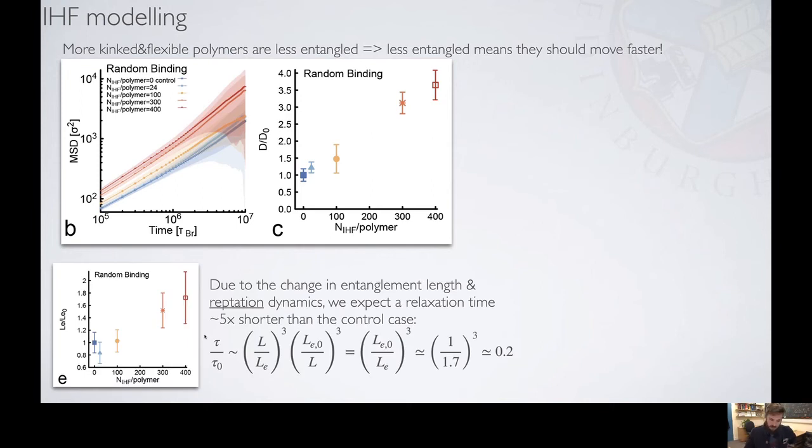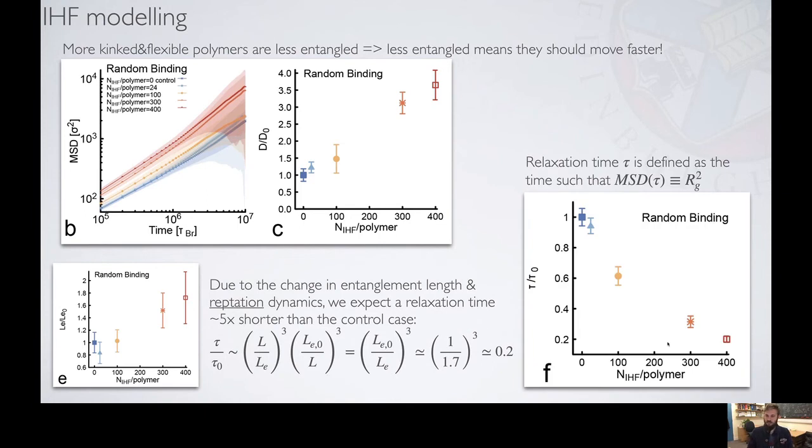By assuming that the polymers perform reptation dynamics, simply because the entanglement length goes up by a factor of 1.7, we can expect that the relaxation time, normalized by the case in which we don't have any IHF in the system, should be 5-fold faster, and indeed this is exactly what we observe in our simulations. So this is all well and good in simulations. Now we want to check if this is actually true in experiments.